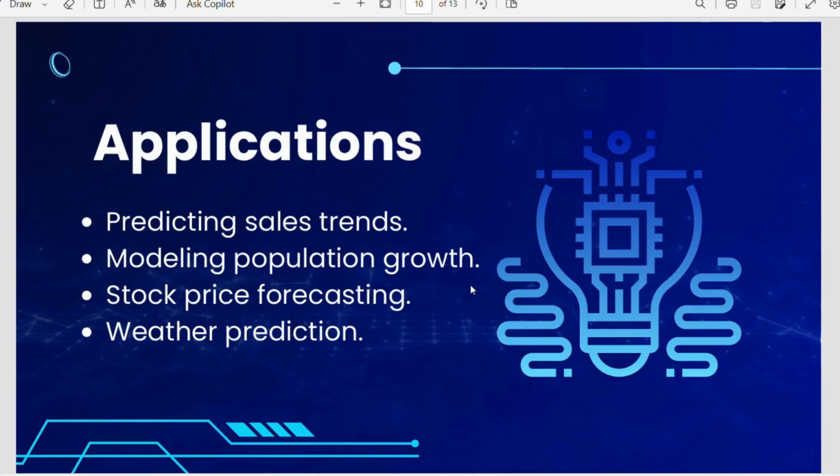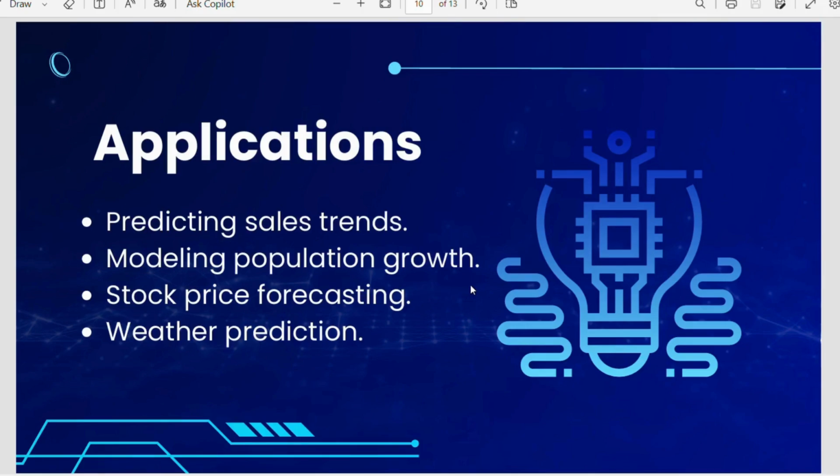And these are some applications. And coming to advantages, it captures non-linear relationships and is still easy to apply using familiar linear regression tools, and more flexible than simple linear regression. And it can improve fit when a linear model underfits.